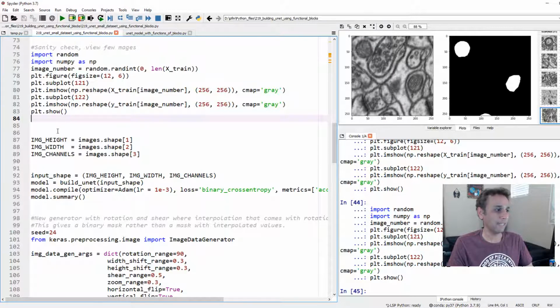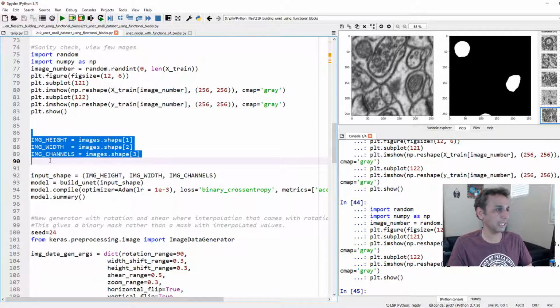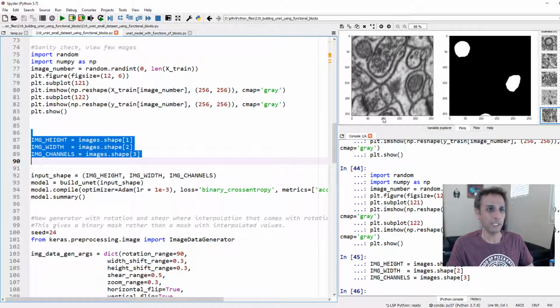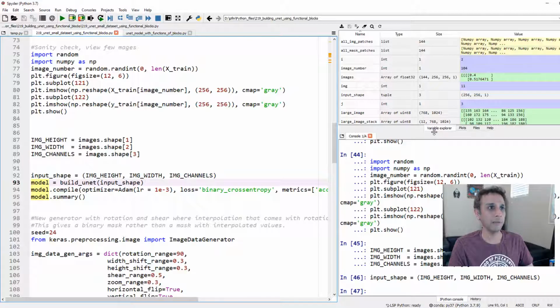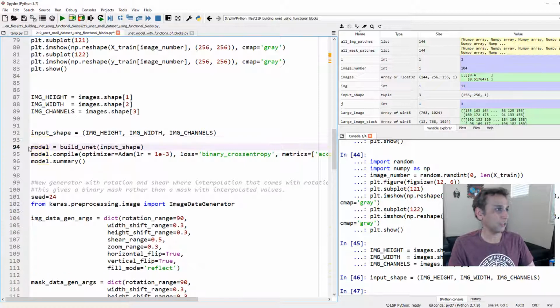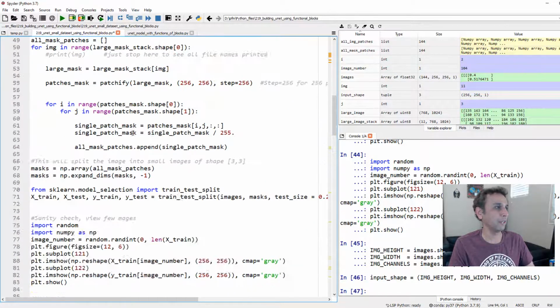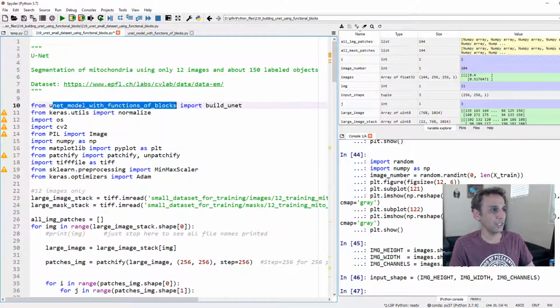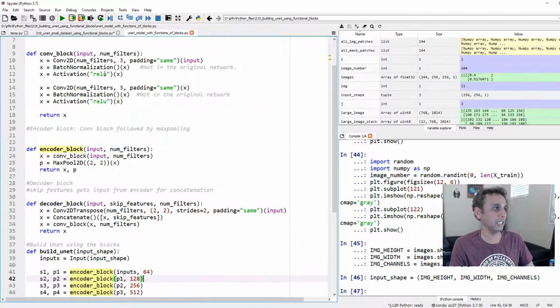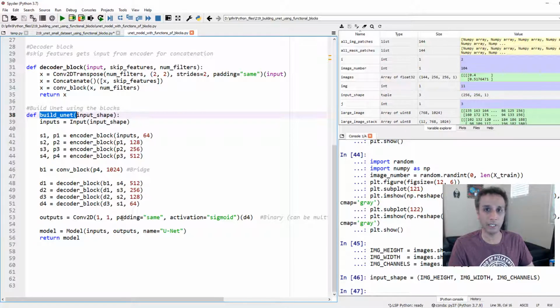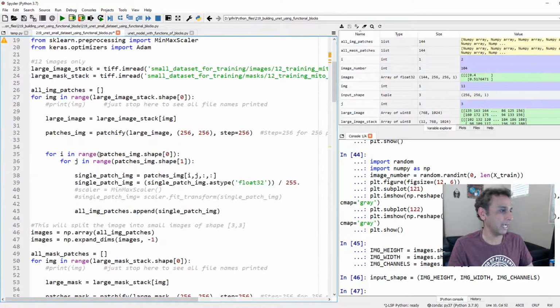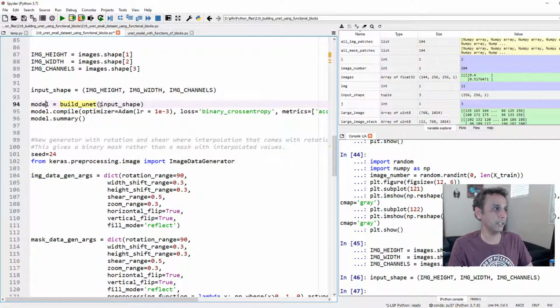Okay, now let's go ahead and define our model. Our model needs the input shape, right? So our input shape is basically our images.shape, which is, let's go ahead and define our input shape. And input shape is 256 by 256 by 1. So next comes our model. We need to build our model. So how do we do that? Well, we are importing from unet models with functions of blocks. I'm importing build_unet. That's basically this part, right? Build unet. And it's going to build this unet. So let's come back here, and where are we? Go ahead and build unet right there.